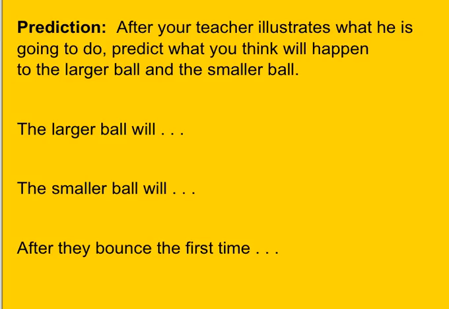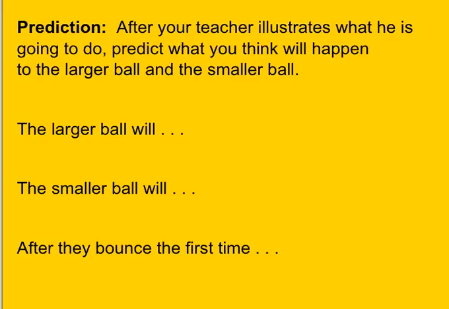So first thing I want you to do is open up your books to page 51. And if you look up towards the top, it's going to say prediction. After your teacher illustrates what he is going to do, predict what you think will happen to the larger ball and a smaller ball. So the first thing we're going to do is we're going to take a basketball. And from 50 centimeters, we're just going to let the basketball drop. Then what we're going to do is we're going to take some more measurements. And this time we're going to have a racquetball. We're going to take the racquetball from 50 centimeters and we're just going to let it drop. And we're going to record how high it bounces.